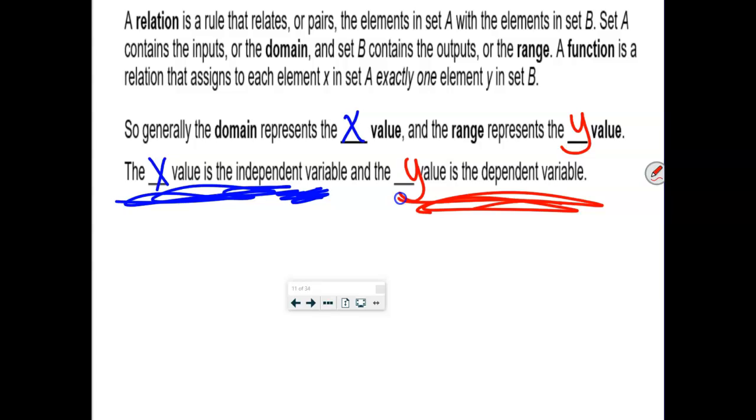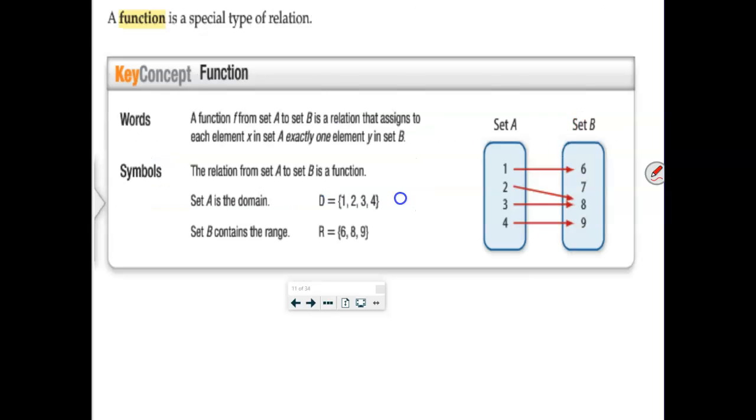In math, it looks a little weird because we're not really doing anything concrete. You're choosing an X value to plug into the function is what it means. So you choose your X's, plug it into the function. The Y is dependent because it depends on what you just chose for X. That's the idea. All right.